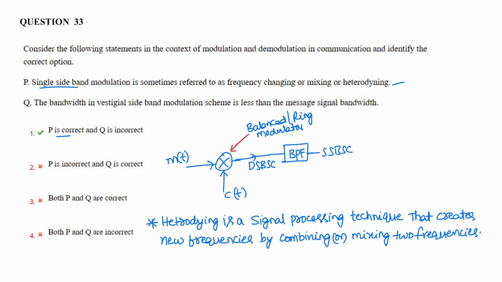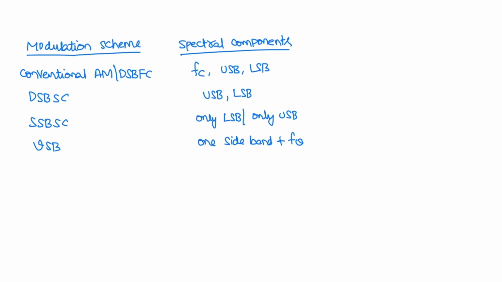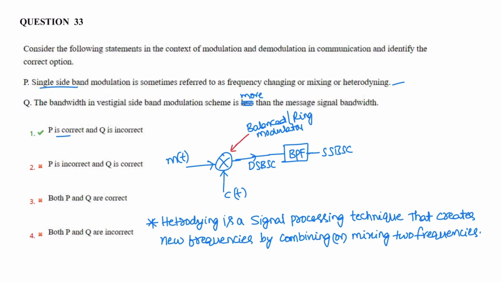Statement Q: The bandwidth of vestigial sideband modulation is less than the message signal bandwidth. This statement is false. The bandwidth of vestigial sideband modulation is slightly more than the message signal bandwidth, because the bandwidth in conventional amplitude modulation is 2 fm, and the bandwidth of DSB-SC is also 2 fm, where fm is the highest frequency component of the message signal. In SSB-SC, the bandwidth is fm. In vestigial sideband modulation, it is fm plus fv. So the bandwidth is slightly higher when compared to the message signal bandwidth.